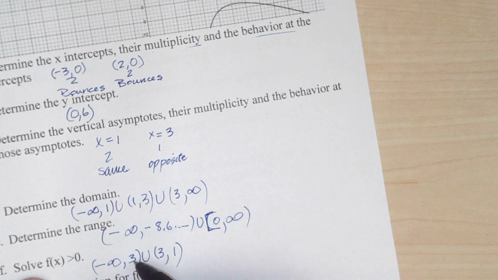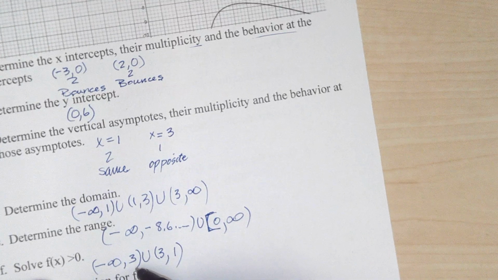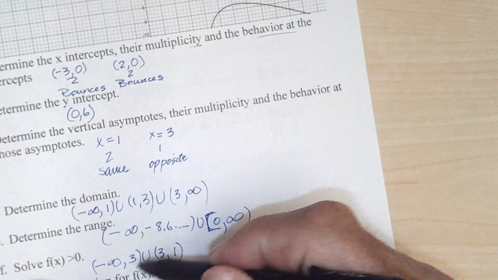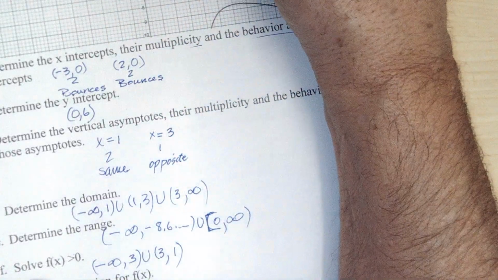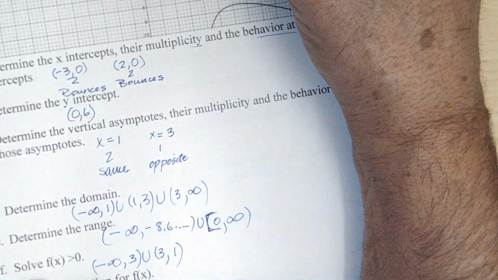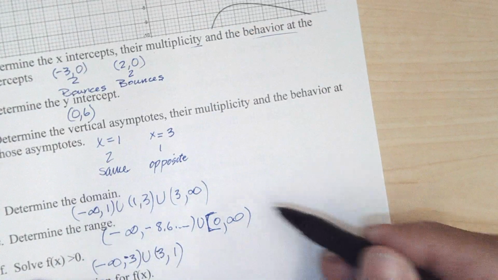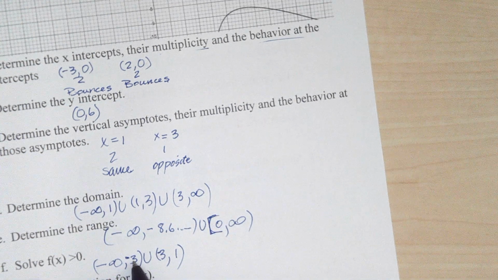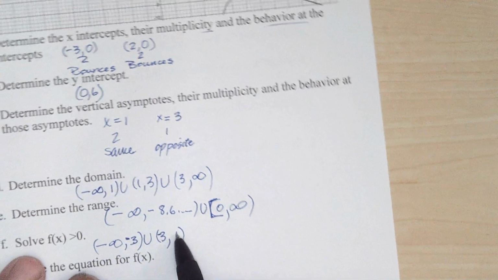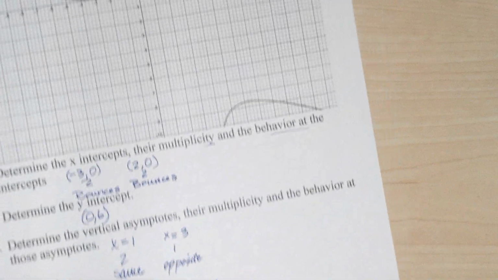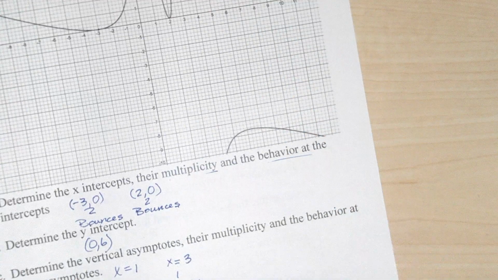What did I do here? Greater than 0, from negative infinity till... oh, negative 3. There's what my mistake is. I couldn't figure out what I was doing wrong here. Negative infinity to negative 3, and then from negative 3 to 1, and then from 1 to 3, and after that it's all negative.